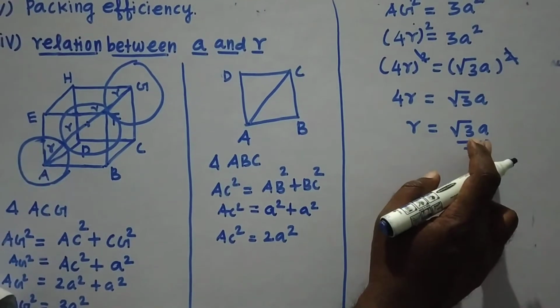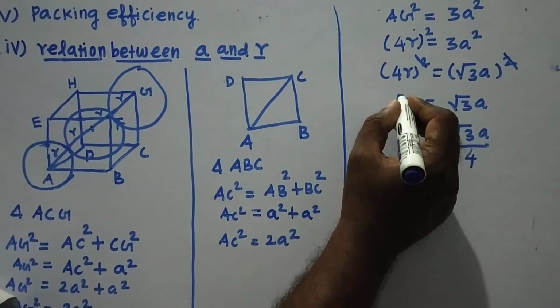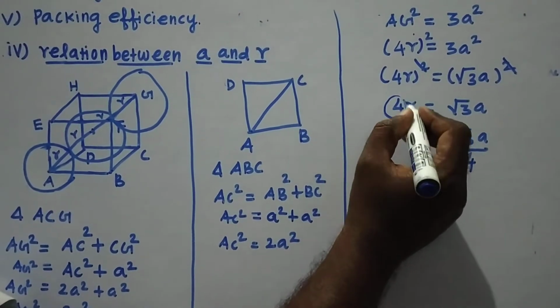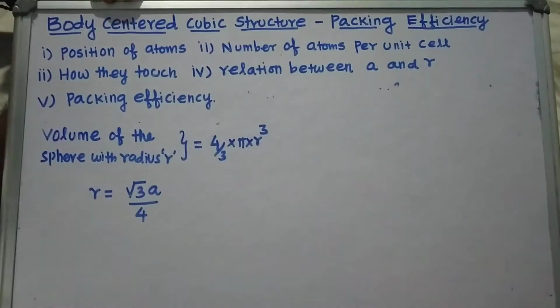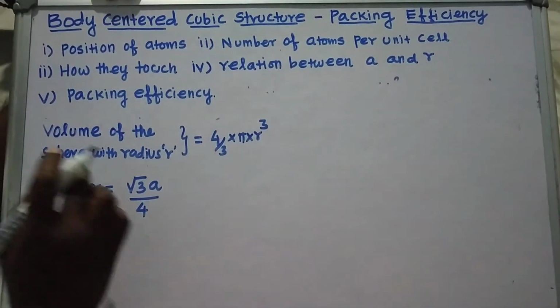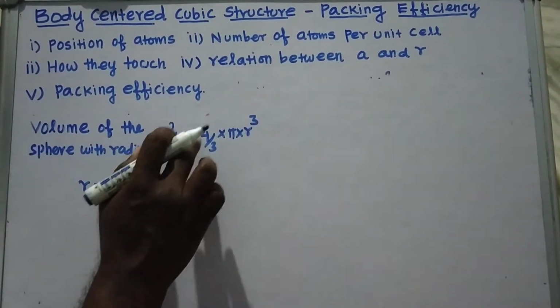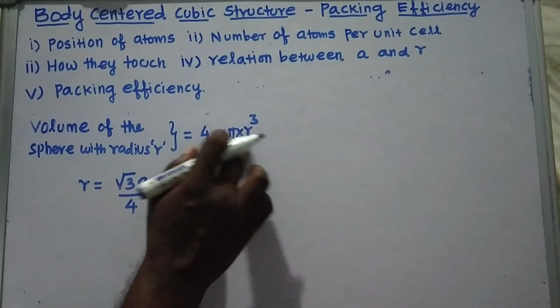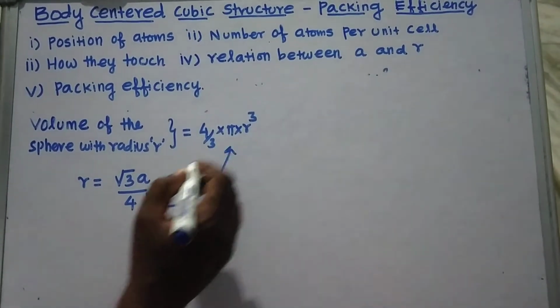Okay friends, this is not the r. It should be equal to 4, because here r is multiplied with 4, therefore it comes here. Therefore r is equal to root 3 a by 4. Now we are going to find out the volume of the sphere with the radius r. It's equal to 4 by 3 into pi into r cube. Now substitute the value of r in the above equation.